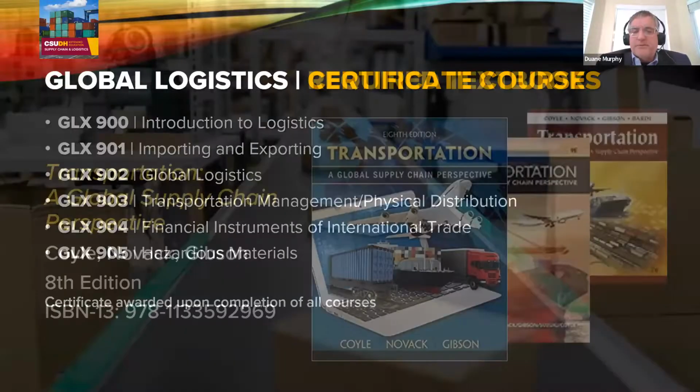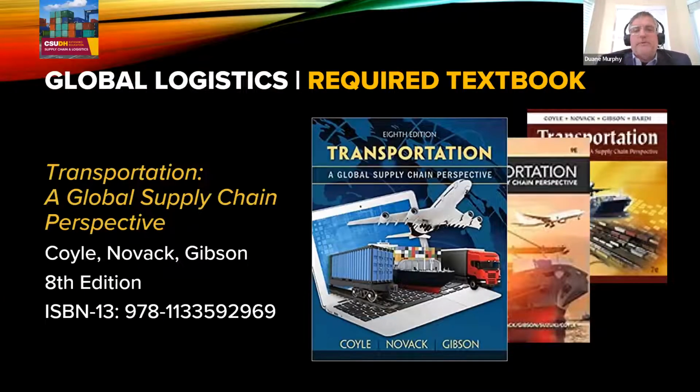The required textbook, Transportation, A Global Supply Chain Perspective by Coyle, Novack, Gibson. It's the 8th edition. This book is available used on Amazon and other locations.